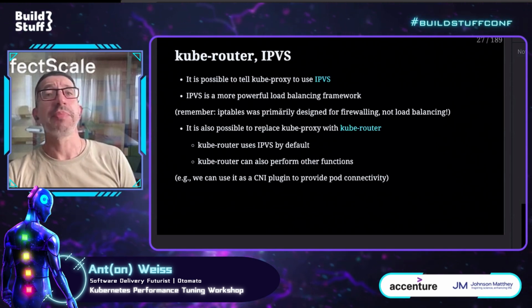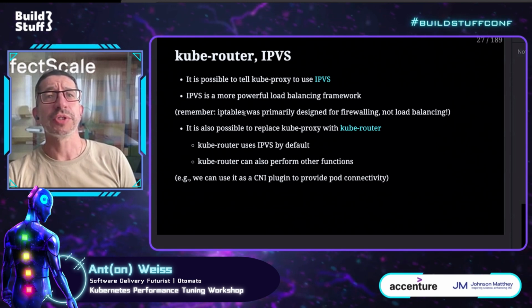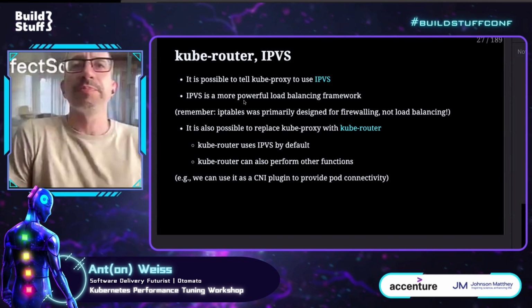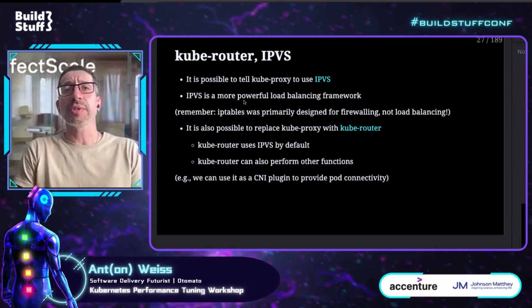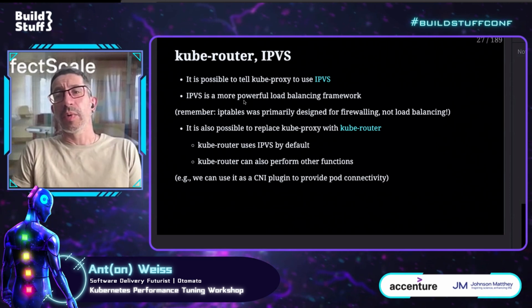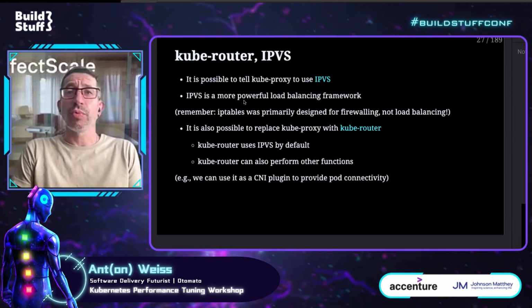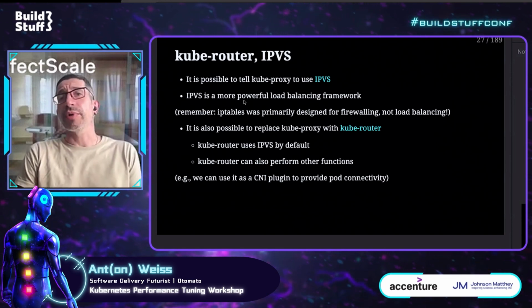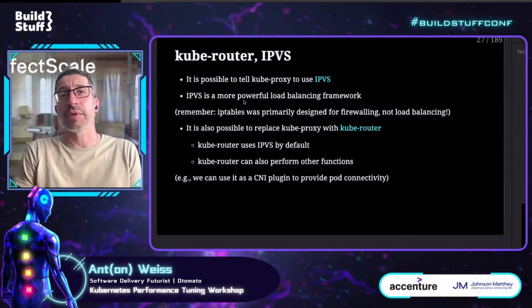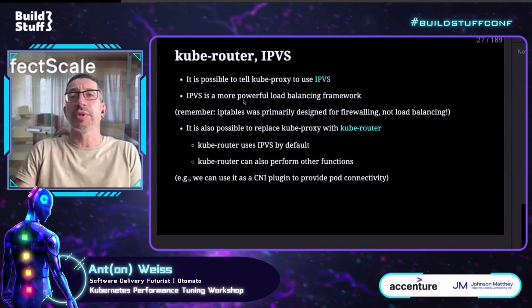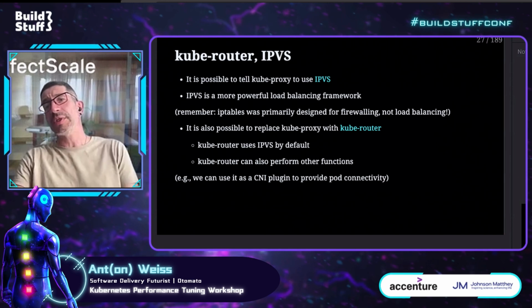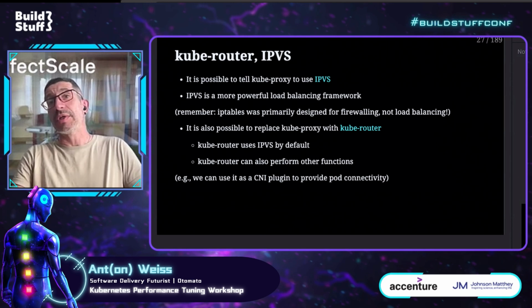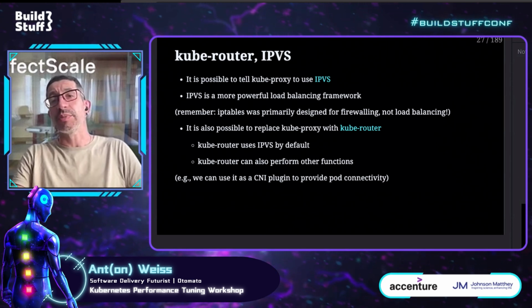Kube-router by default uses IPVS instead of iptables, which is a different routing technology inside the Linux kernel. It's more performant than iptables. You can tell kube-proxy, by the way, to use IPVS, or you can just totally replace it with kube-router, which uses IPVS by default, and kube-router can also perform other stuff. So basically, it can be your whole CNI solution, and then it's more efficient, but it's not as battle-tested as kube-proxy, so definitely check if this fits all of your needs before going that path.